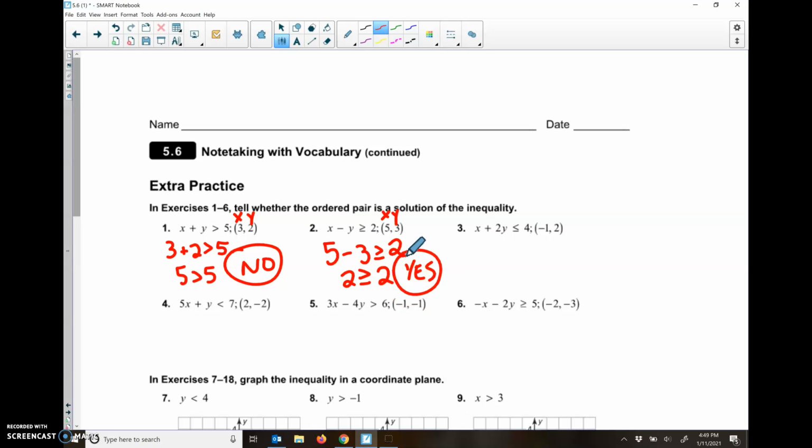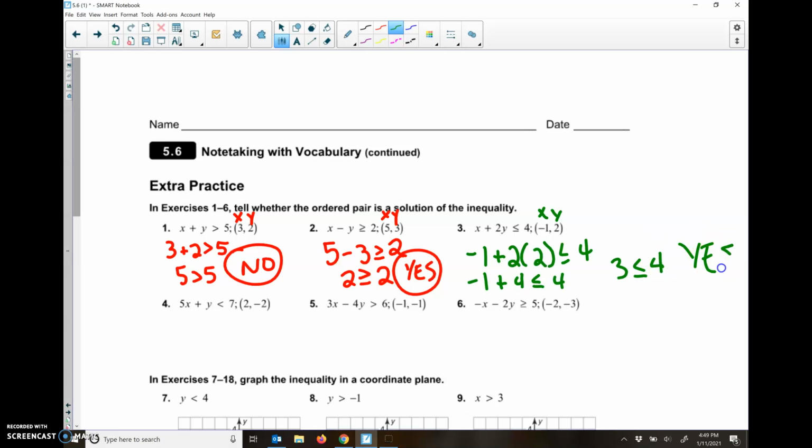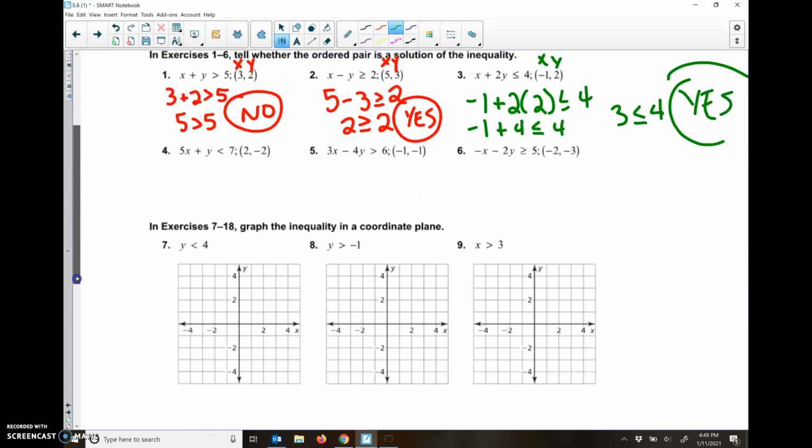Then you'll see they just get a little more complicated after this. Otherwise, it's going to be the same thing. There's x, there's y, and it's just more math there. So now my x is -1. Now it's a 2y, so I actually have to do some multiplying. And that has to be less than or equal to 4. So -1 plus 4 is less than or equal to 4. And yep, that's going to give me 3 is less than or equal to 4. And that is true. So it's going to be a yes. Same thing as 4, 5, 6. You're just plugging in the numbers, doing the math, seeing if they're there.